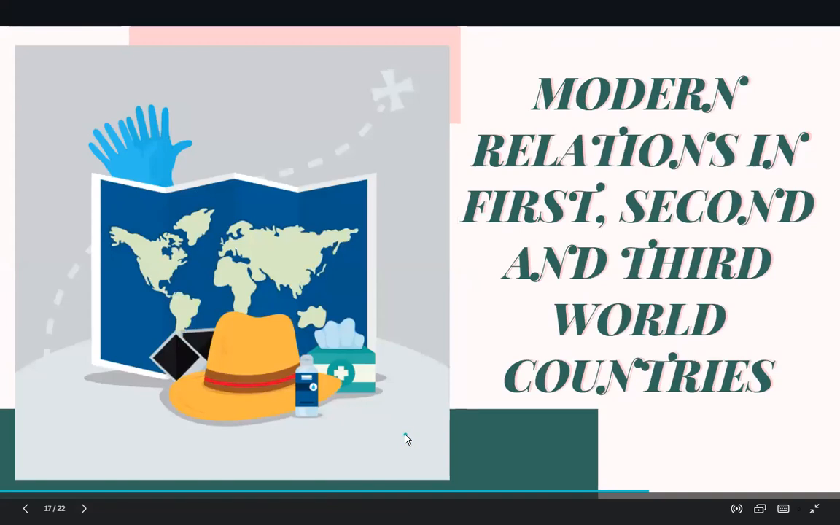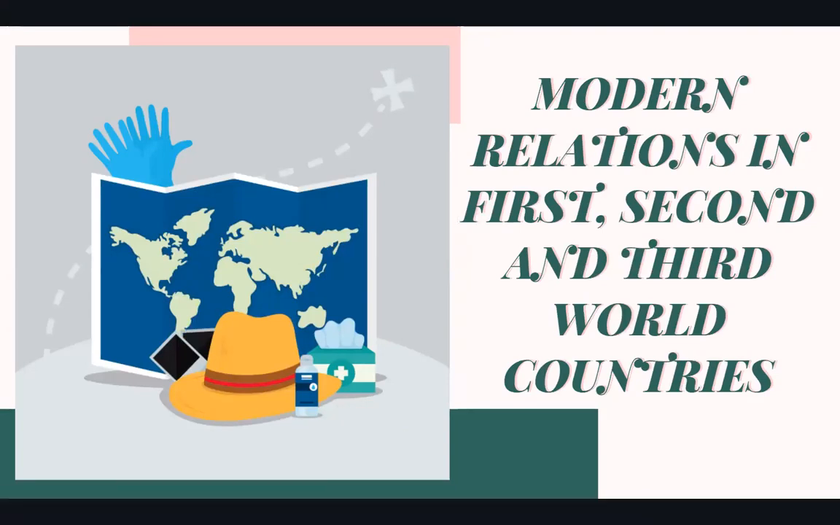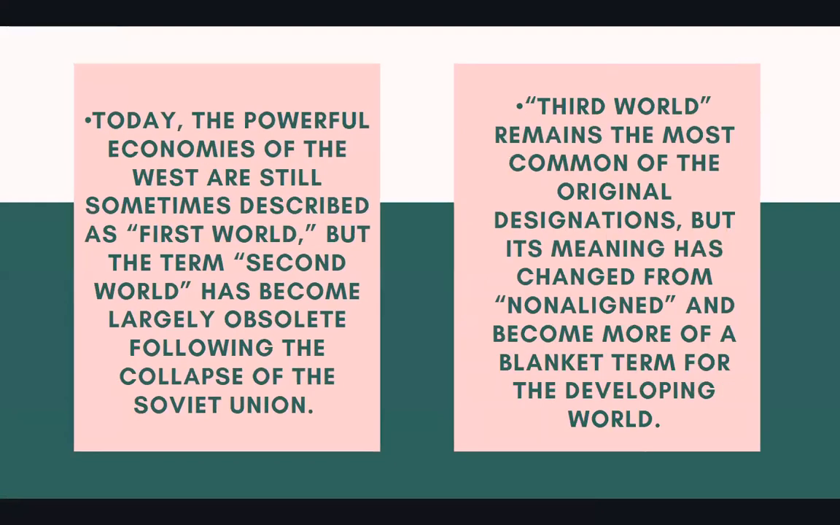Now, let's take a look at the modern relations in first, second, and third world countries. Today, the powerful economies of the West are still sometimes described as first world, but the term second world has become largely obsolete following the collapse of the Soviet Union. Third world remains the most common of the original designations, but its meaning has changed from non-aligned and become more of a blanket term for the developing world.